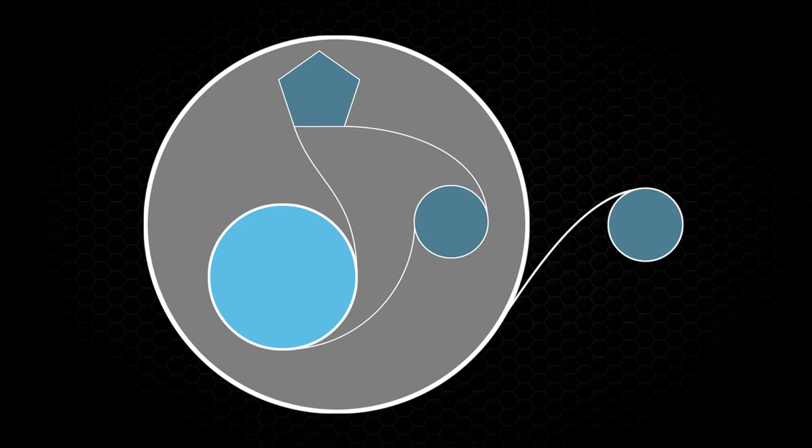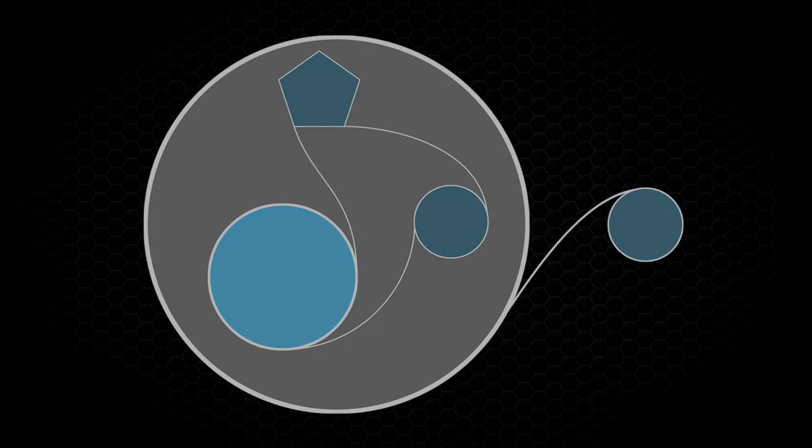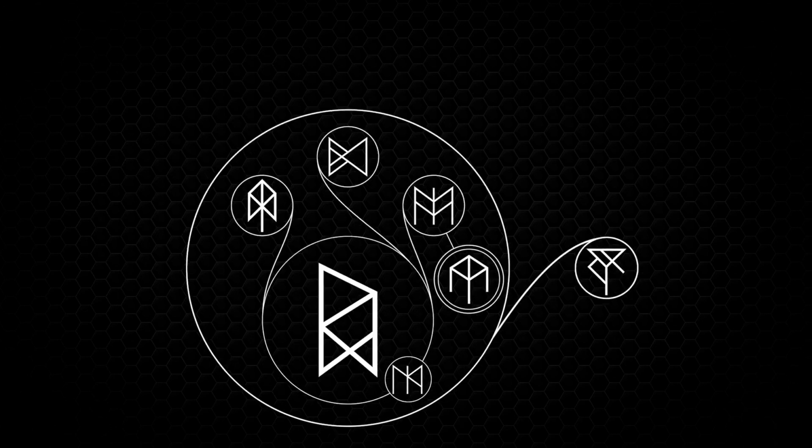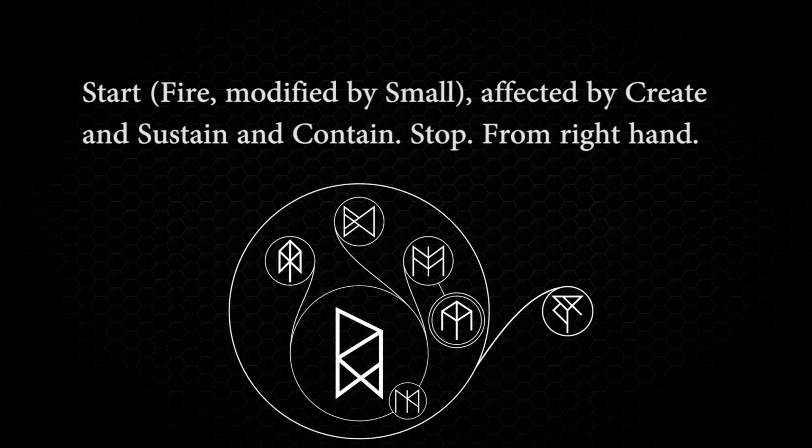If you want to speak this part of the spell, you just add from mouth or from skin or from waist or whatever to the end of your spoken spell. For example, this is how the campfire array looks when it originates from the right hand. To speak it, you simply say start, fire, modified by small, affected by create and sustain and contain, stop, from right hand. And now you're holding a campfire in your hand.